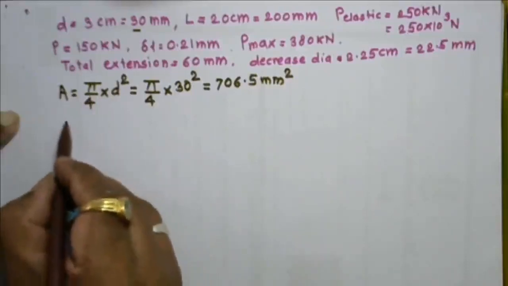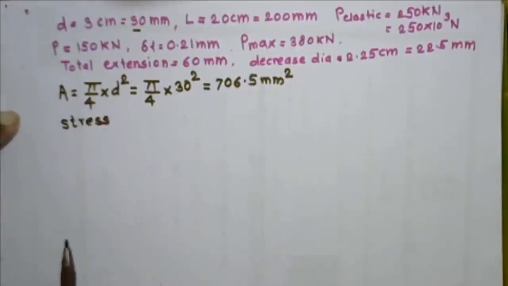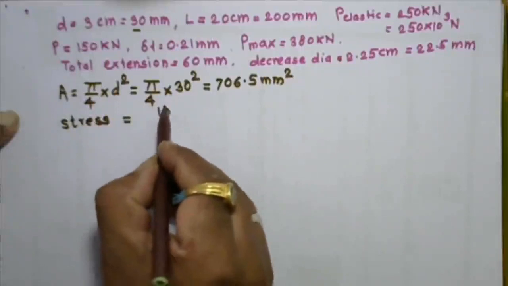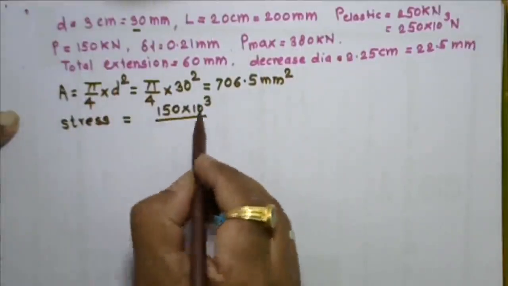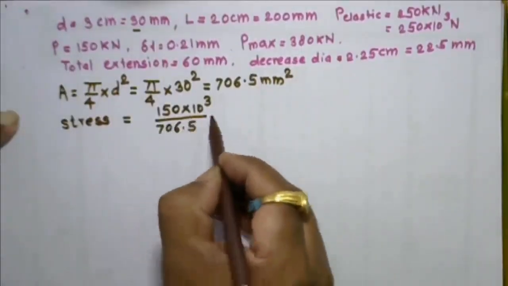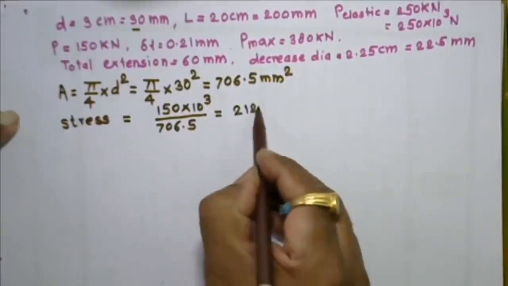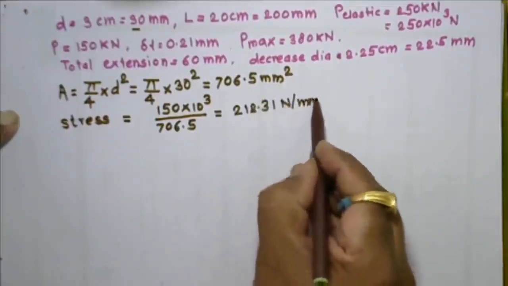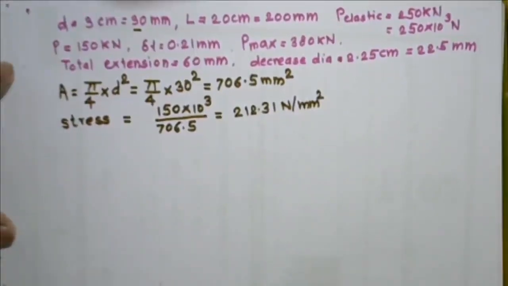Now the extension is given at 150 kilonewton. So stress at that point, 150 into 10 raised to 3 divided by the cross sectional area we have already calculated, 706.5. So do these calculations. Stress induced in the bar at that section at that time is 212.31 Newton per mm square.